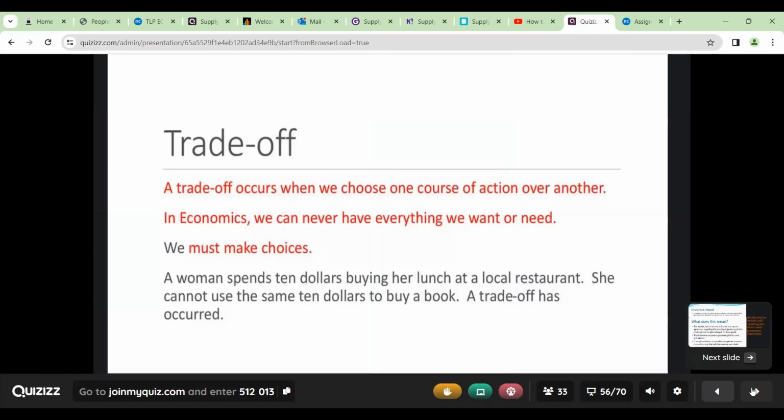A trade-off occurs when we choose one course of action over another. In economics, we can never have everything we want or need. We must make choices. A woman spends $10 buying her lunch at a local restaurant. She cannot use the same $10 to buy a book. A trade-off occurs. So the trade-off is you choose the restaurant over the benefits of the book. Because you chose the restaurant, you won't get the benefits from the book. So that's a trade-off in that situation.